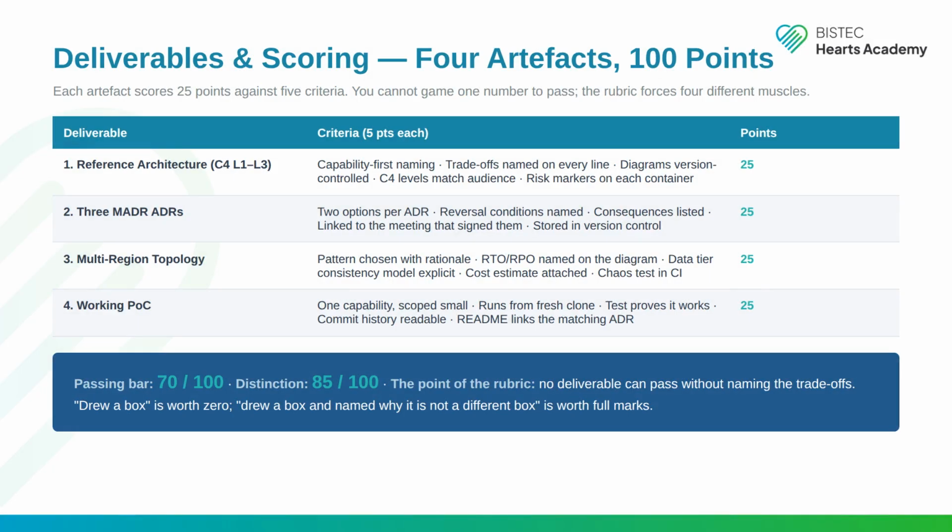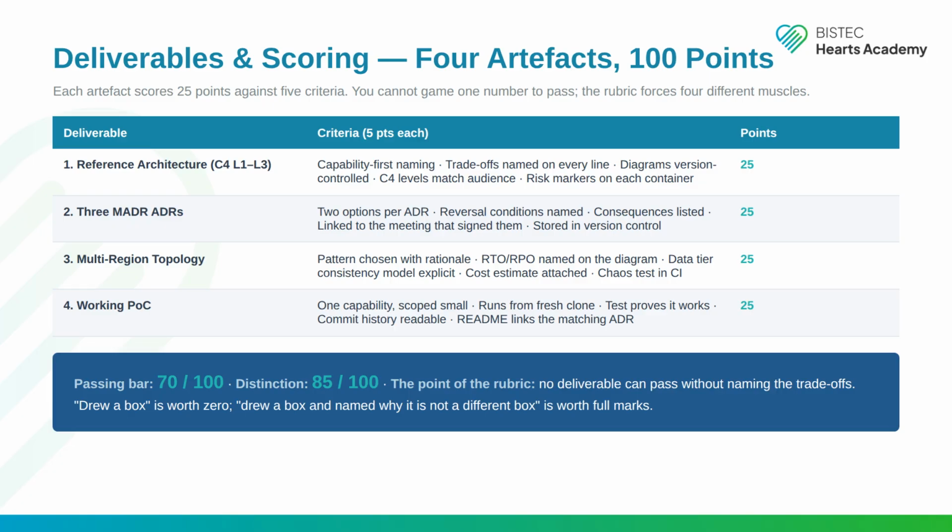4 artifacts, 100 points. Each artifact scores 25 points against 5 criteria. You cannot game one number to pass. The rubric forces 4 different muscles. Deliverable 1, the reference architecture, C4, L1 to L3.